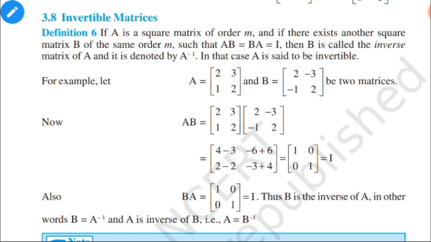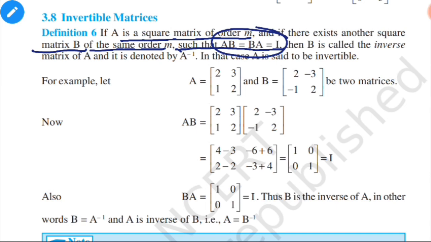Now we have the definition of invertible matrices. If A is a square matrix of order M, and if there exists another square matrix B of the same order M, that is, the order of the matrices should be equal, such that AB equal to BA equal to I, then B is called the inverse matrix of A, and it is denoted by A inverse.